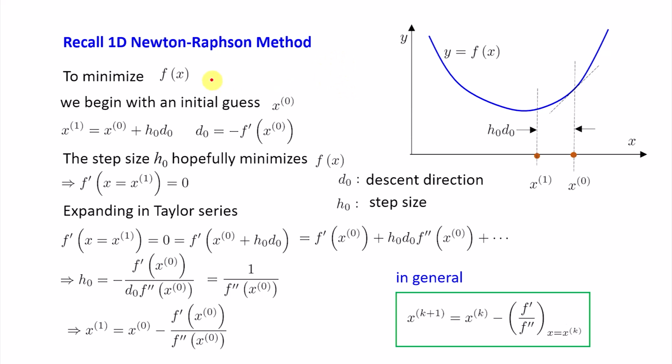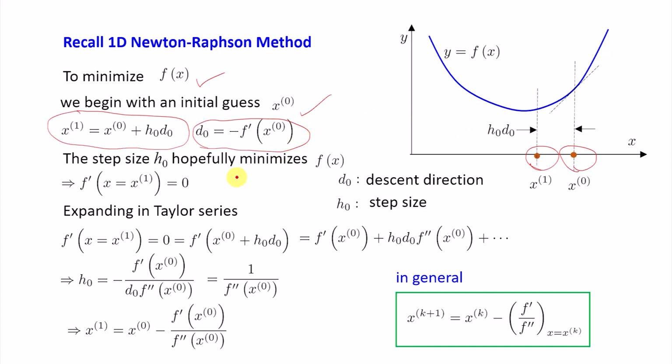We were trying to minimize this function f(x), and we started with an initial guess x0 over here. Then we move toward x1. With this algorithm, x1 is x0 plus h0 d0. d0 we have assumed to be negative of f prime, because this f prime gives us the direction, left side or right side, in the one-dimensional case. It's super easy. So we are going against the derivative, which in the multidimensional case becomes the gradient.